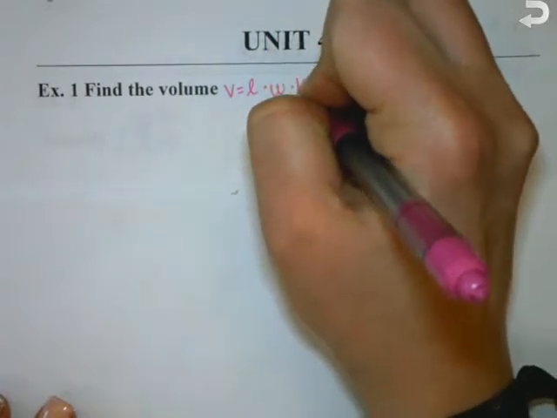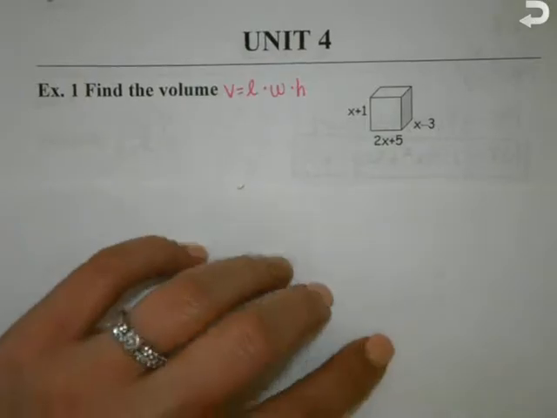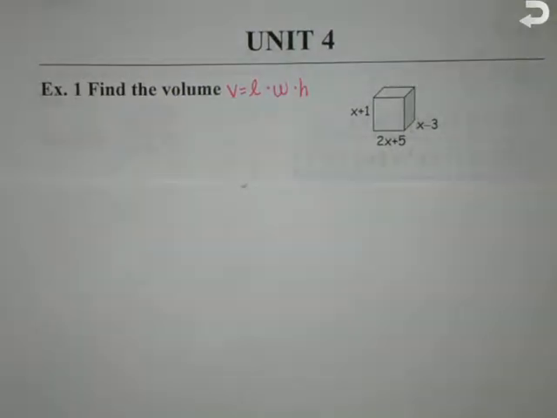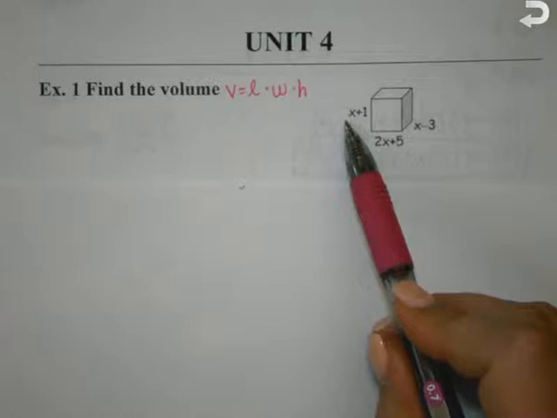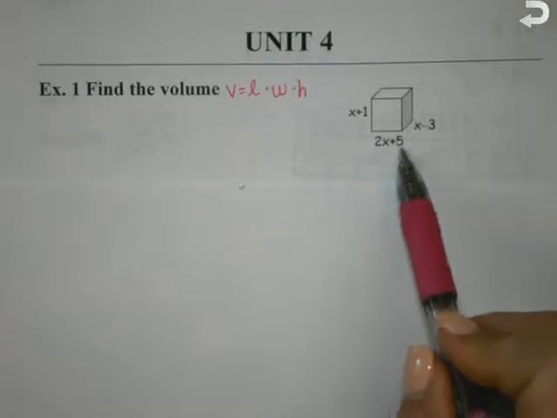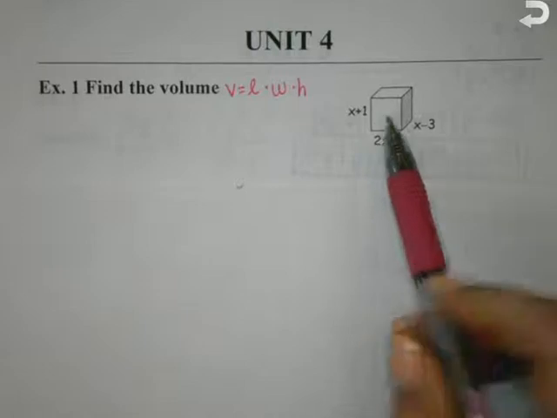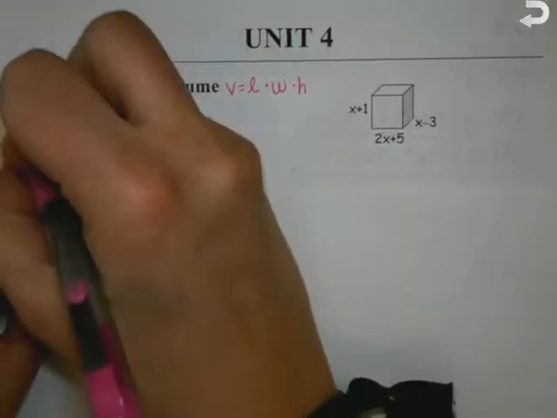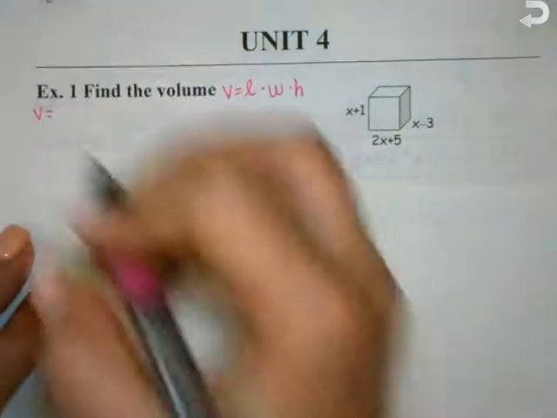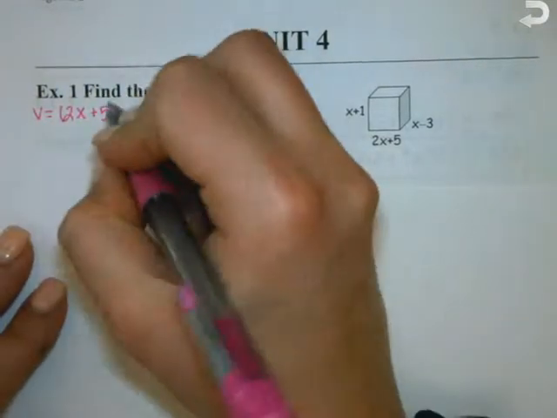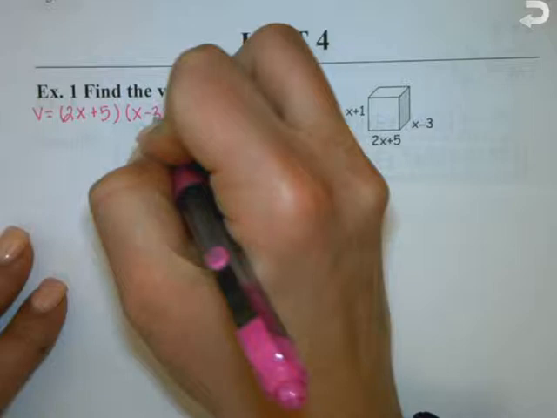Okay, so finding the volume is length times width times height. I know my length, it's x plus, or that's your height, it's 2x plus 5. My width is x minus 3, and my height is x plus 1. So let's plug all of that in. So your volume is going to be 2x plus 5 times x minus 3 times x plus 1.